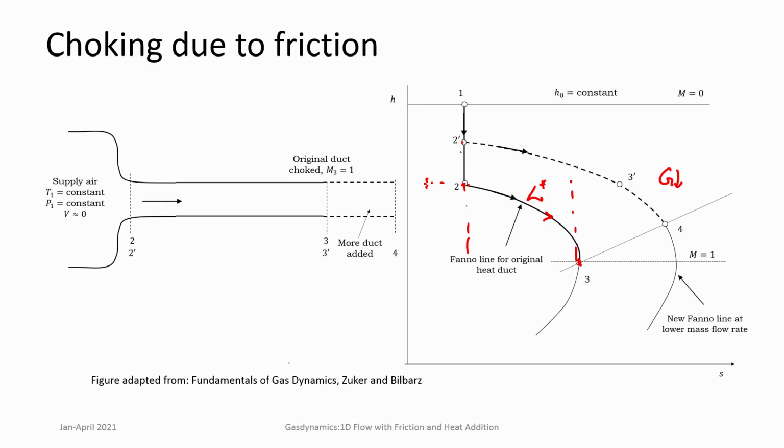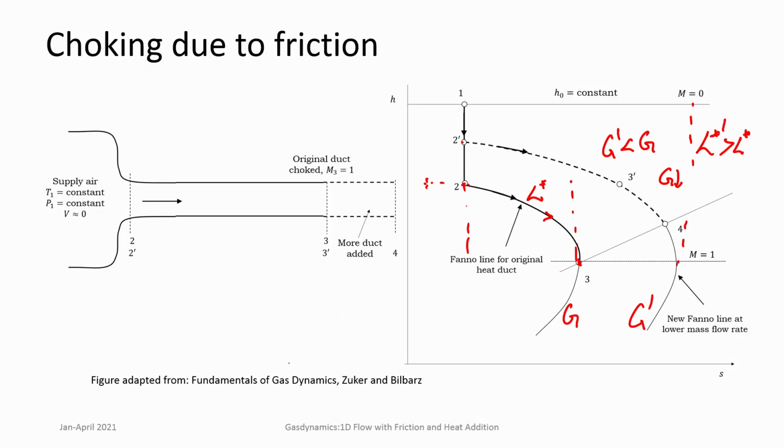Since G decreases, now you can see that the L star corresponding to this 2 prime, which is the new Fanno line at G prime, where G prime is less than G, if G is for this and G prime is for this, then L star prime is greater than L star. So, you can add more duct. If you add more duct with all other conditions remaining constant, mass flow will decrease.